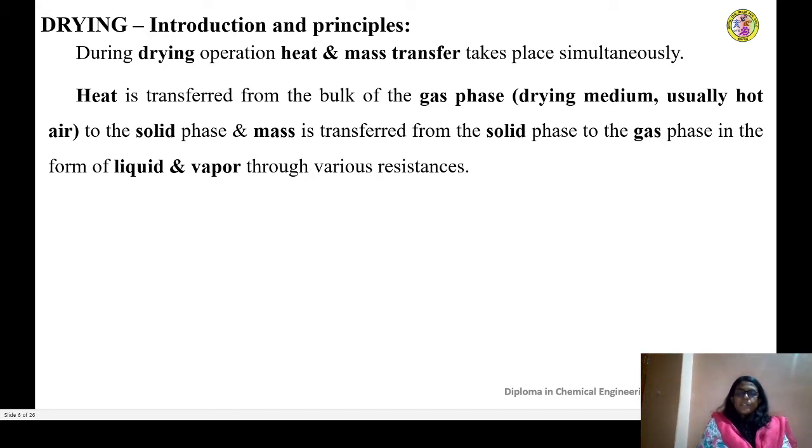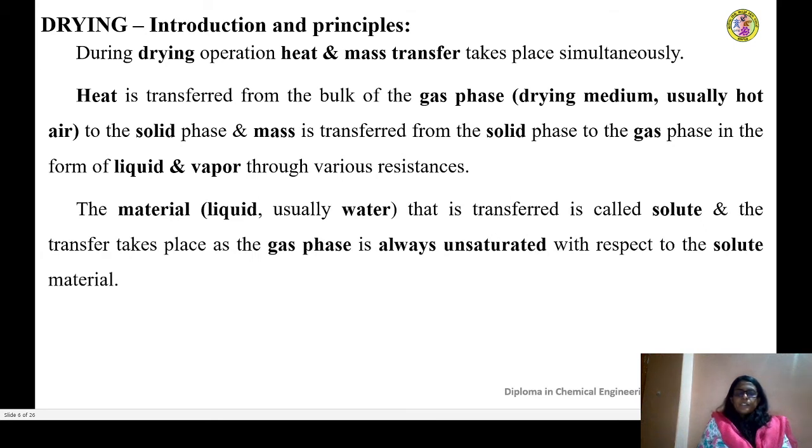Whenever moisture evaporates from a wet substance into the gas phase that is applying heat, we say that there is a transfer of mass from the solid phase to gas phase. This mass that is transferred is that of liquid and vapor, and it has to diffuse through various resistances in order to get the substance dried in the operation.